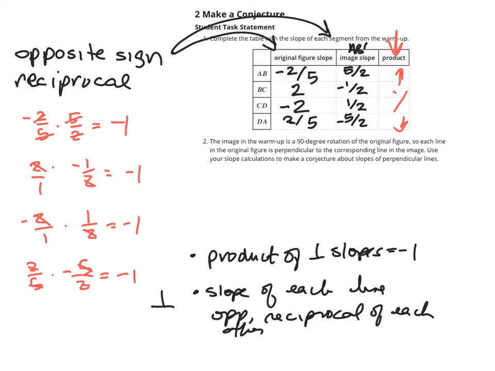Question 2 says the image of the warm-up is a 90-degree rotation of the original figure. So each line in the original figure is perpendicular to the corresponding line in the image. Use your slope calculations to make a conjecture about slopes of perpendicular lines. And as usual, Miss Carly gets ahead of herself, doesn't read the whole problem before she starts explaining random things. Good job.